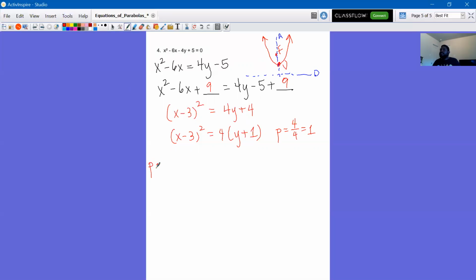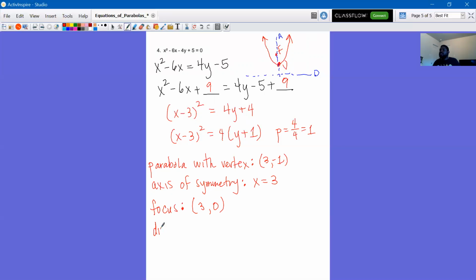All right, so this is a parabola with vertex (3, -1), axis of symmetry x = 3, focus is at (3, 0), and our directrix is y = -2. There's our parabola there.